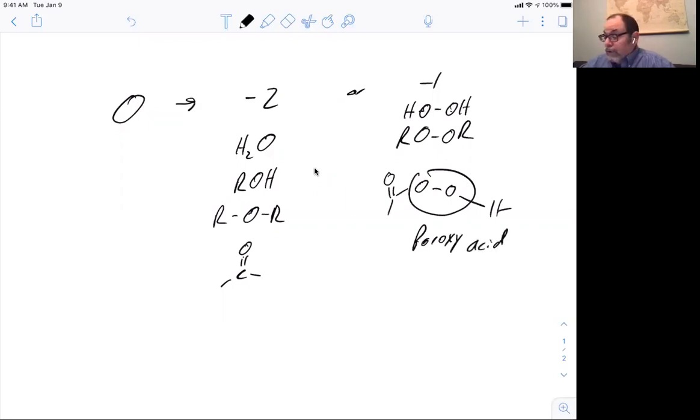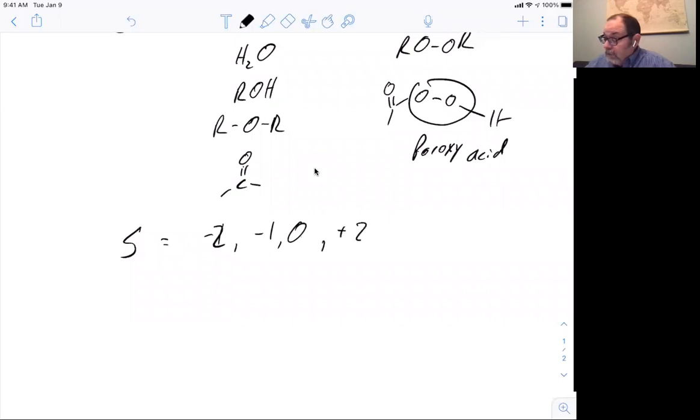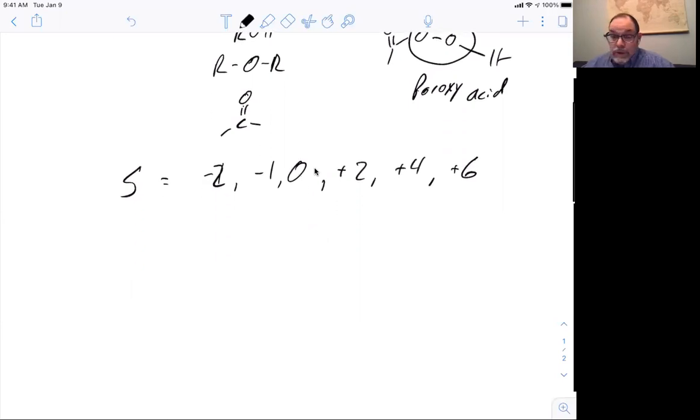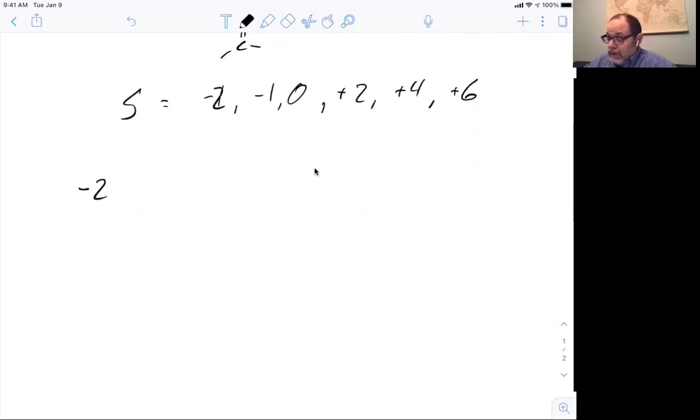But when we look at sulfur, we have a lot, right? With sulfur, we've got minus two, minus one, zero, plus two, plus four, and plus six. That's because of the hypervalent nature of sulfur. It's lower down, it has another orbital shell.